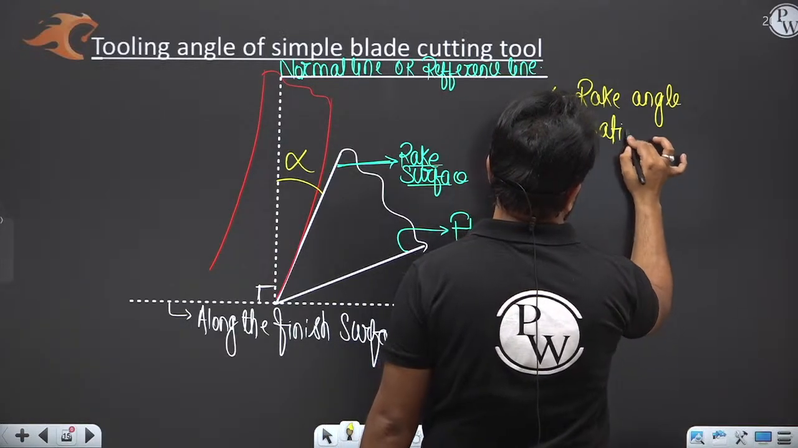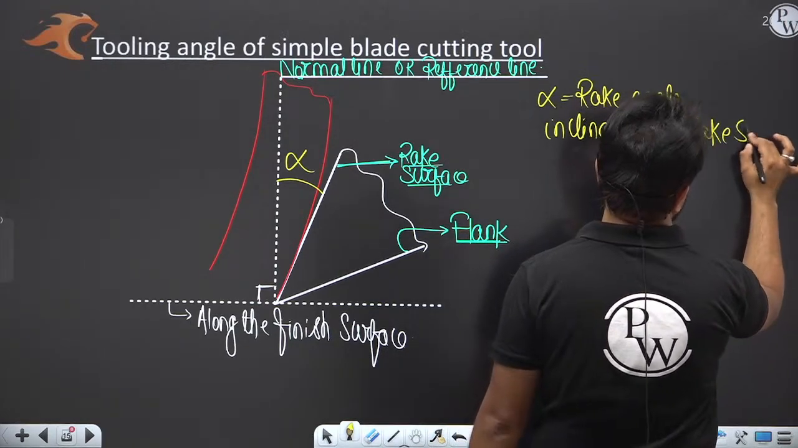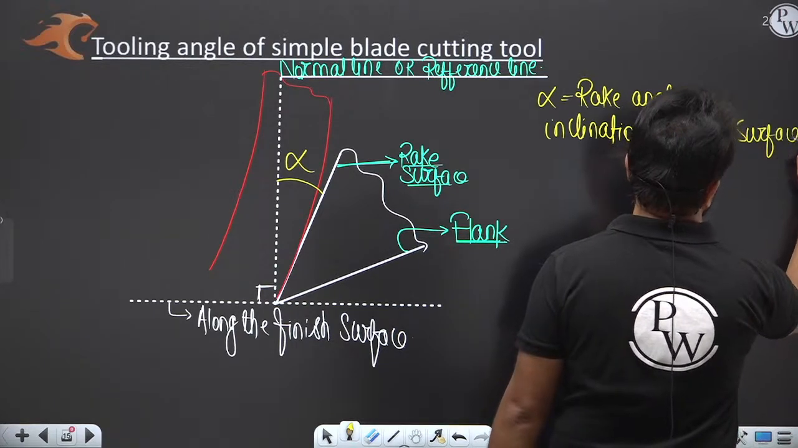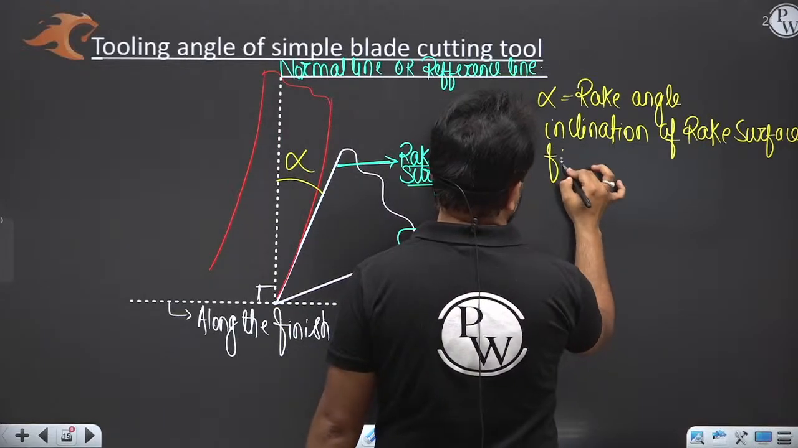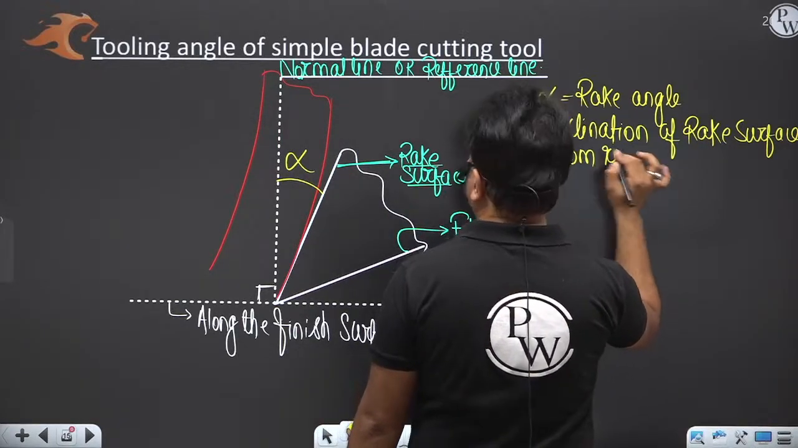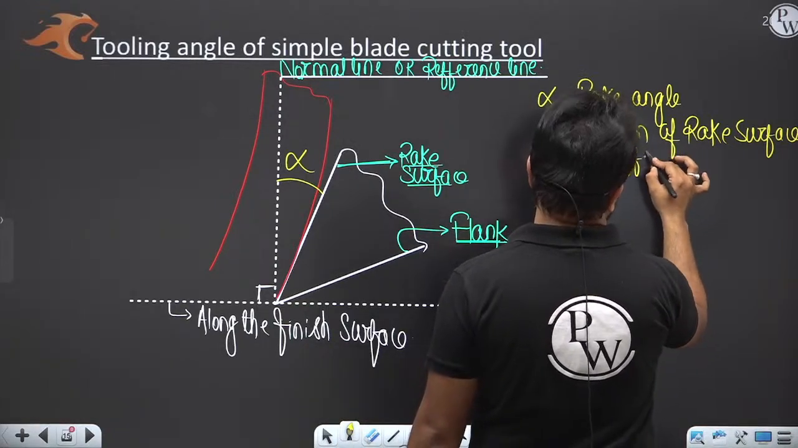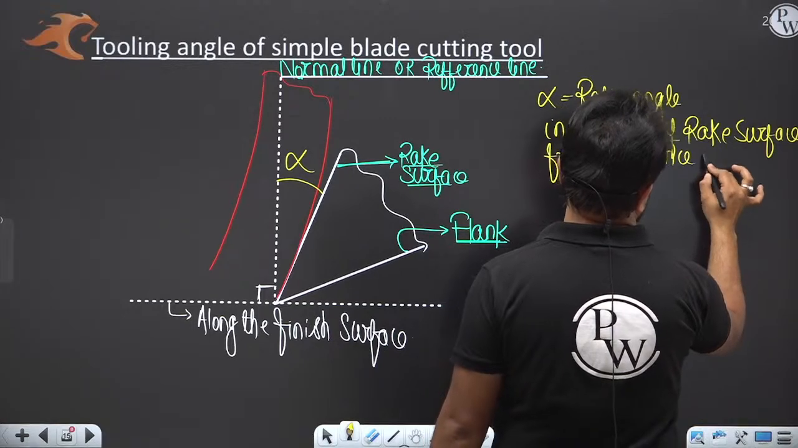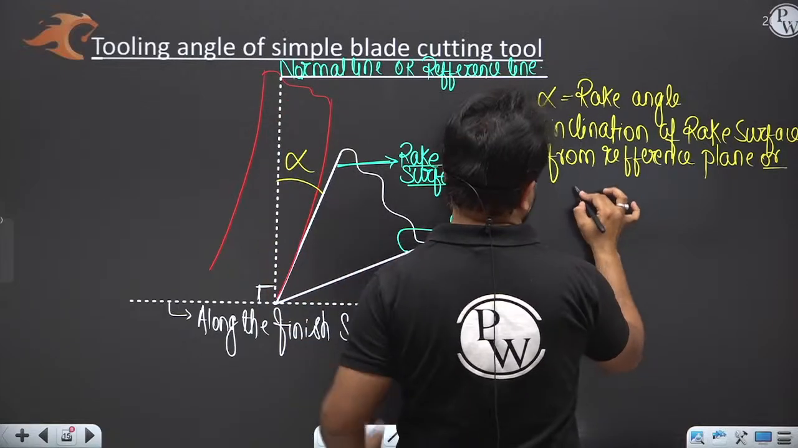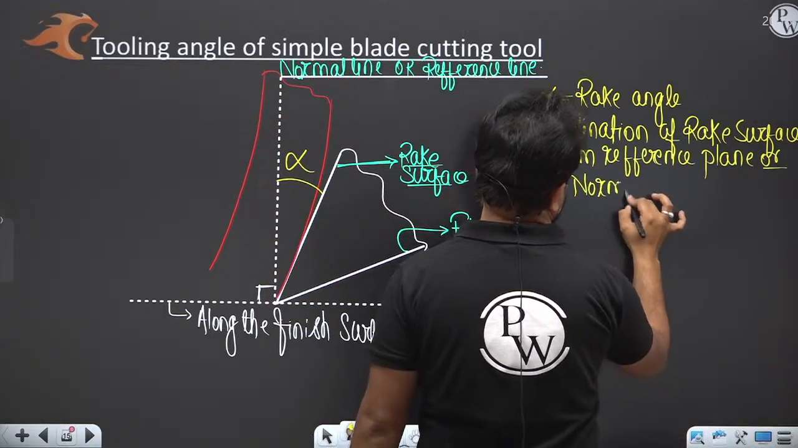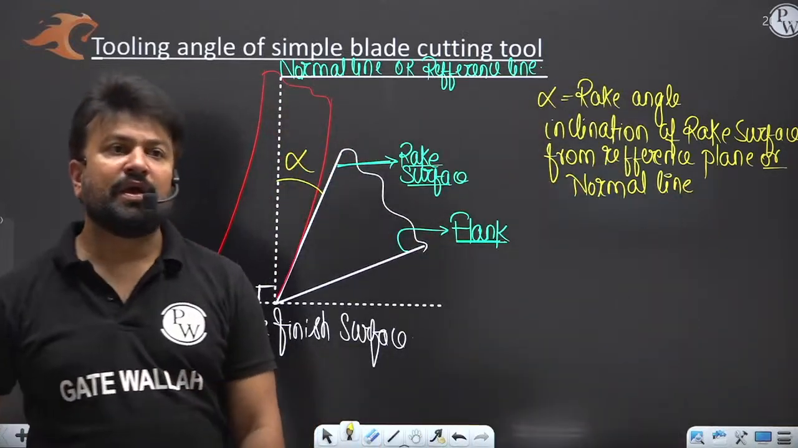Inclination of rake surface, right, from the reference plane, or normal line.